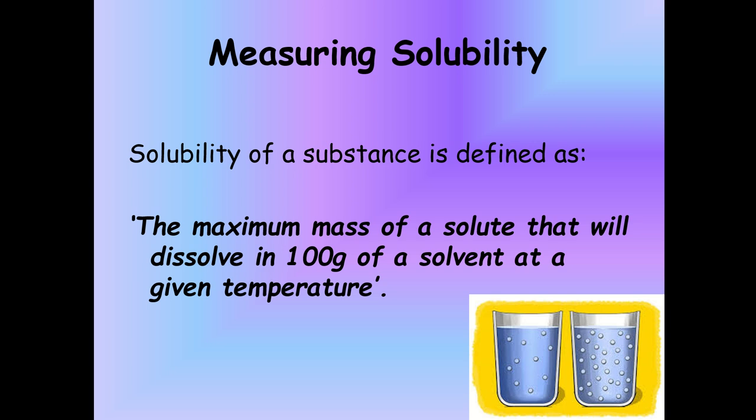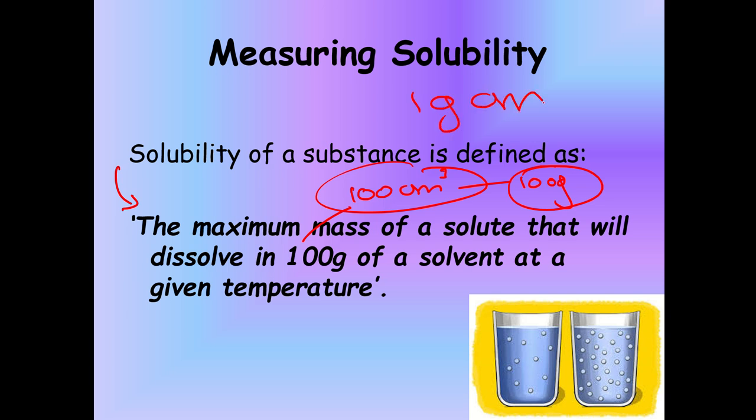Right, let's look now at actually measuring the solubility of water. What actually is solubility? So there's your definition in the bold on the screen. It is the maximum mass of solute that will dissolve in 100 grams. Notice 100 grams of water, not a volume like 100 cubic centimeters. But please do remember that 100 cubic centimeters and 100 grams of water are equal. Okay, the density of water is 1 gram per cubic centimeter. So the volume and the mass of water are always the same.